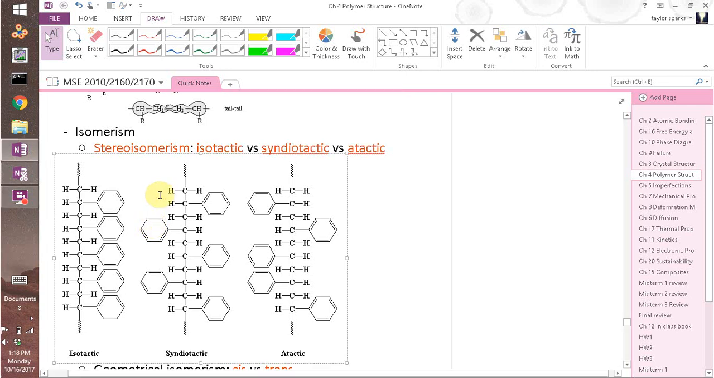Okay, any thoughts? Which one should be the most crystalline? Anybody? Yeah, what do you think? Syndiotactic. The second one. The second one's your best guess. Any thoughts why? It looks like it can link in not just end to end, but.